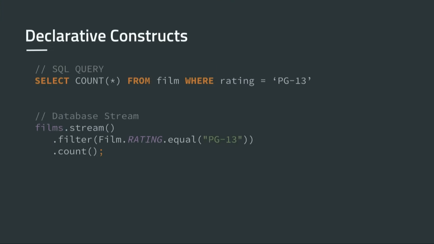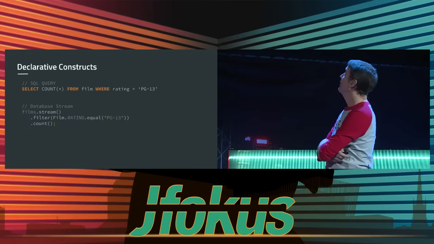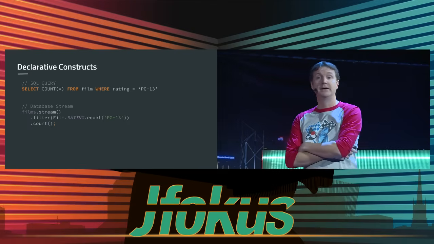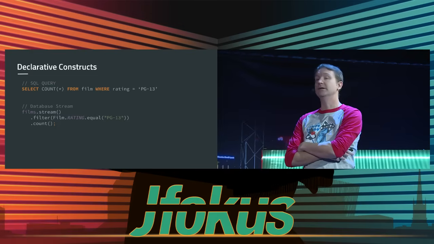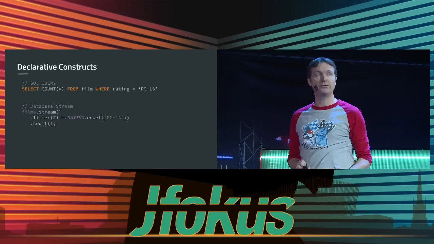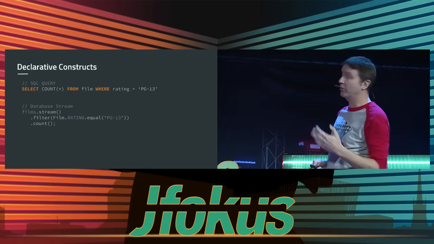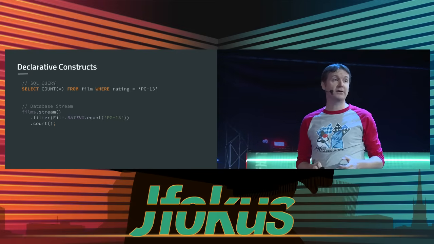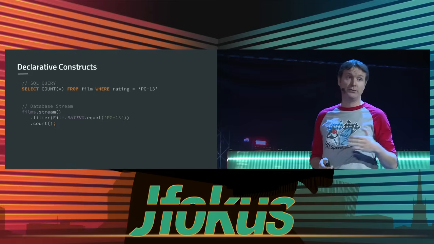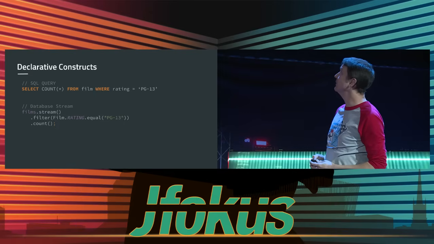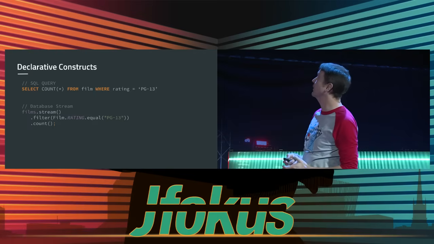Let's talk about declarative constructs. A typical SQL query is a declarative construct. This instructs the database that we want to count the number of rows in the film table that satisfy this requirement, or this predicate up here, where rating is PG-13. The database is then free to use any means it has to produce that result. It can iterate over all the rows, but that's unlikely. More likely is that it will use an index. And in some cases, it might even have pre-computed this result.